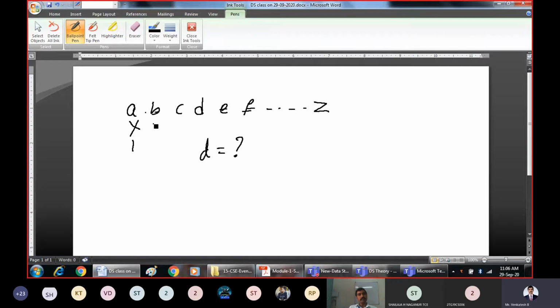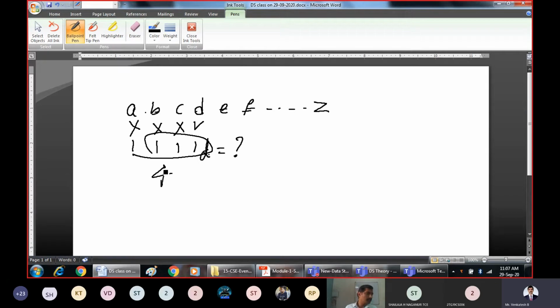Compare D with B. Is it equal? No. We have made one more comparison. Compare D with C. Is it equal? No. Then one more comparison. Compare this D with D. Is it equal? Yes. And we have made one more comparison. That means D is present in this list of characters after a total of 4 comparisons.